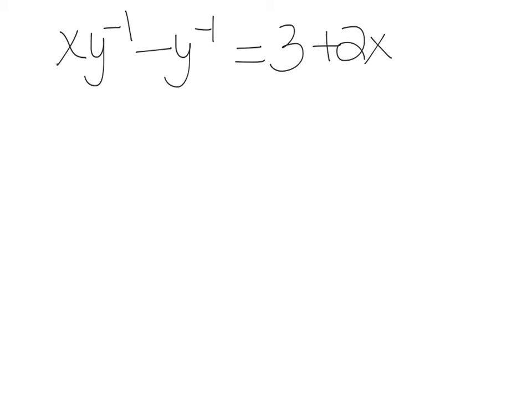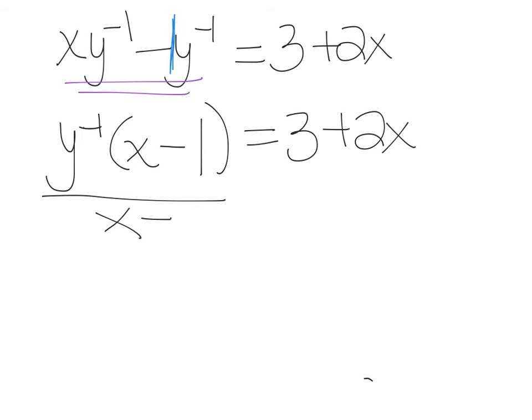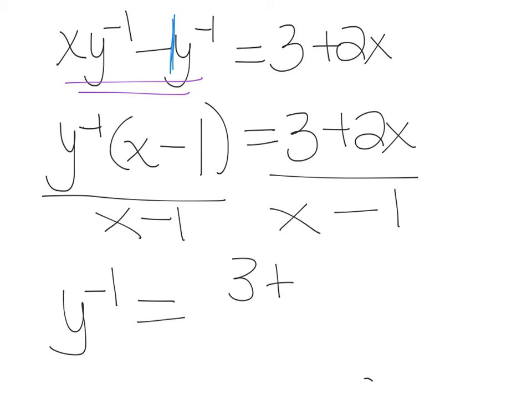And one of your favorite math F words is to factor. These both have a y inverse, so I'm going to pull out my y inverse. I'm going to be left with x minus 1. Please do not forget there's an invisible 1 right there, so when you pull the y inverse out, there's a 1 still left over. And then this equals my 3 plus 2x. And now I'm going to simply divide by x minus 1 because I want to get the y inverse by itself. So your final answer is that your y inverse, or your inverse function, is going to be 3 plus 2x over x minus 1. That one was pretty tricky.